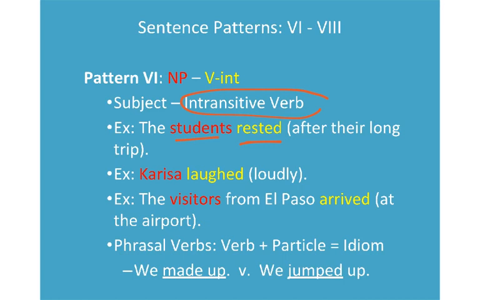So there is nothing that is being rested. There's nothing that's being left. That's it by itself. It is the action, and there's no direct object after it. We've got other examples here. We have a noun phrase, Carissa, and then an intransitive verb, laughed. Now, in parentheses, they're giving us some more information about the way that they rested or laughed or arrived. They're giving us kind of these adverbial phrases, just as an example of how you can continue building on your intransitive verb, but you don't have to include it for the sentence to still work under pattern 6.